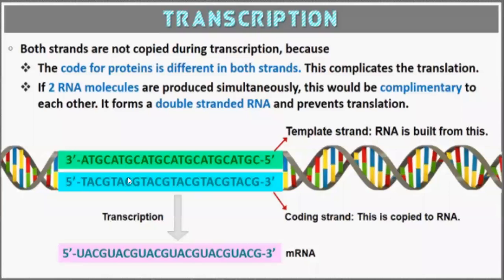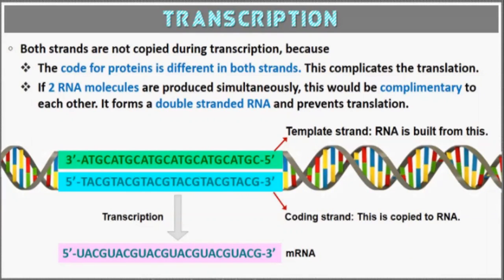Okay, fine. Both the strands are not copied during transcription. Why are both the strands not copied? It is because only one strand is taken and the other just forms another new strand. The code for proteins is different in both these strands, and if both were taken into one RNA, that complicates the process of translation. What is translation? That is the next process after transcription.